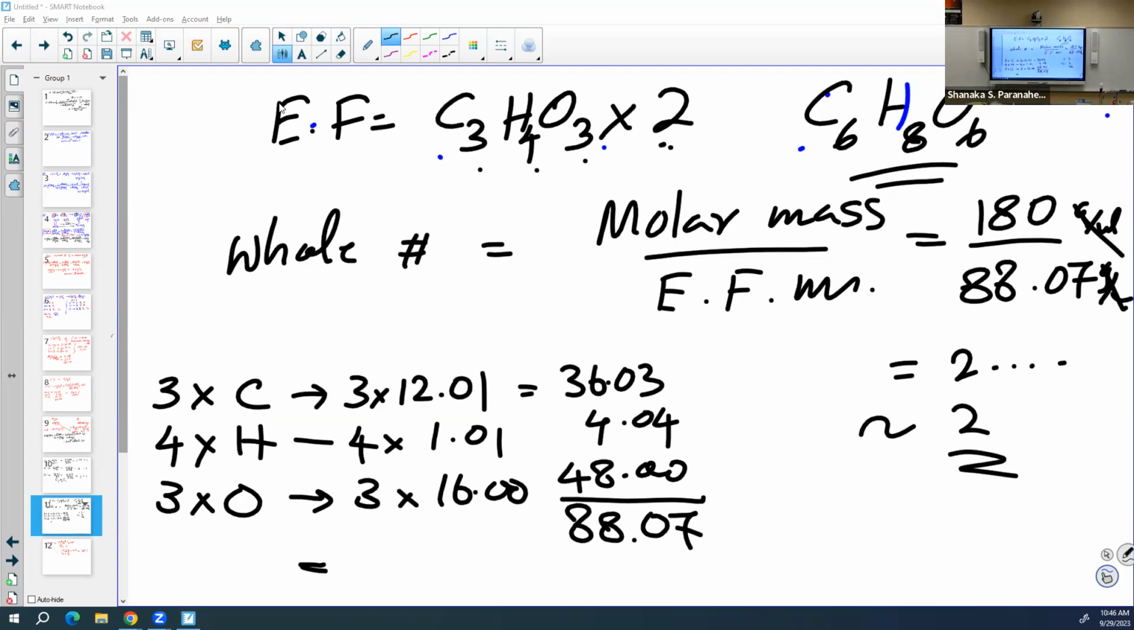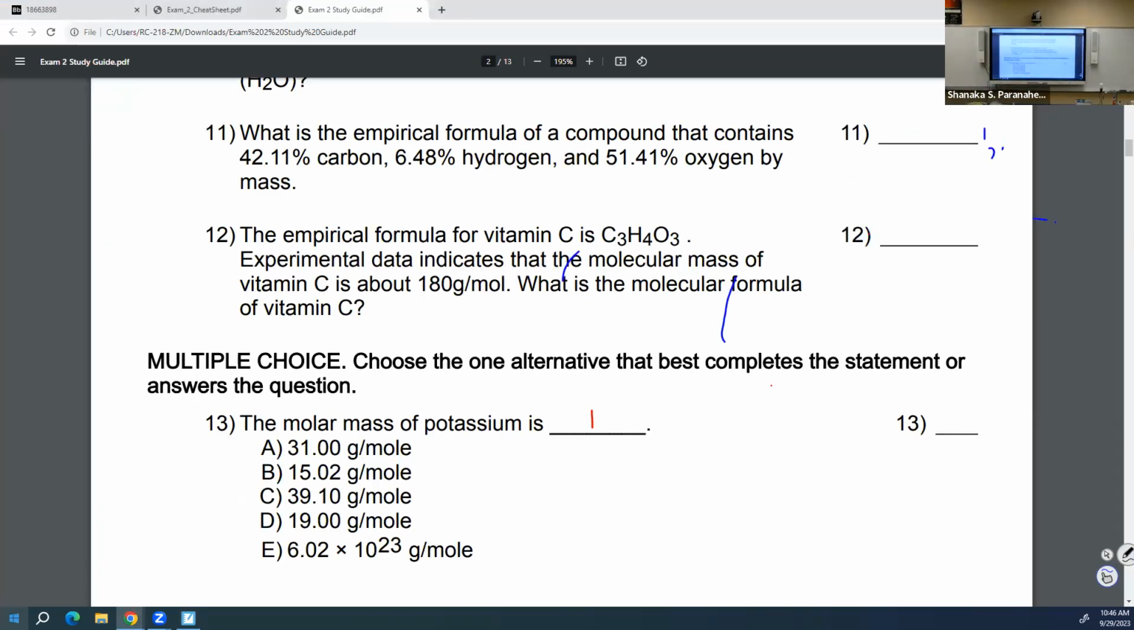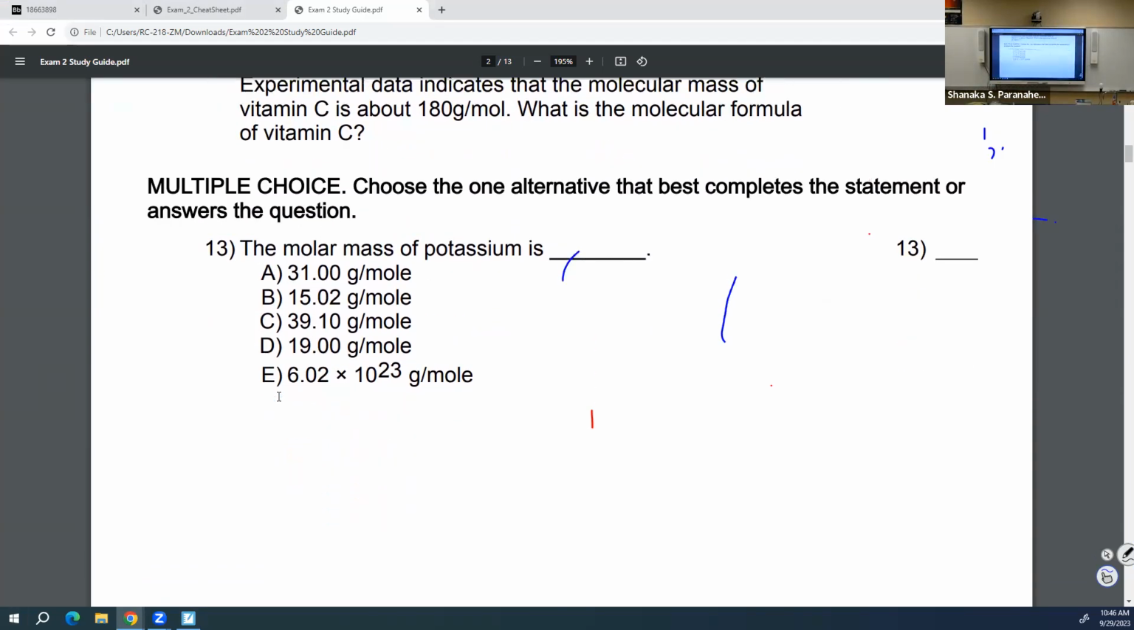Any questions? I have to speed up a little bit because we have only a few minutes left. These are some multiple choice questions. Again, the molar mass of potassium is, okay, so there will be one question like this. It is from your periodic table. Go to your periodic table and find the atomic mass. So I think it's 39.10. Okay, so it's a straightforward question.